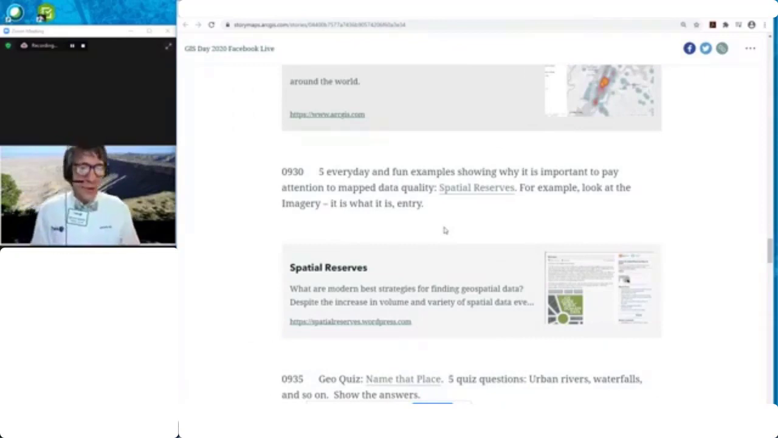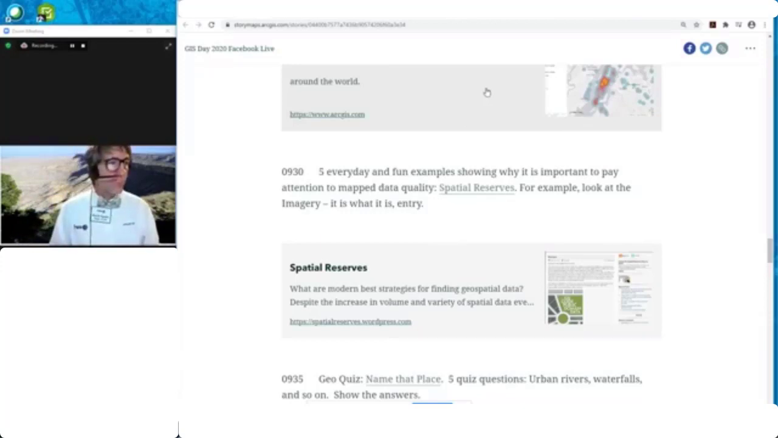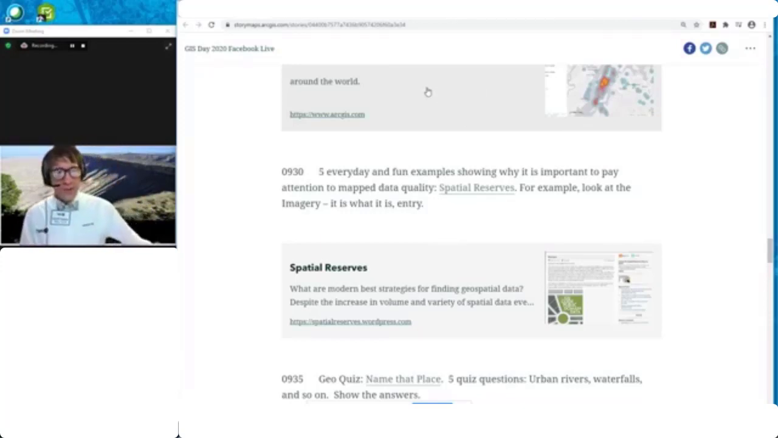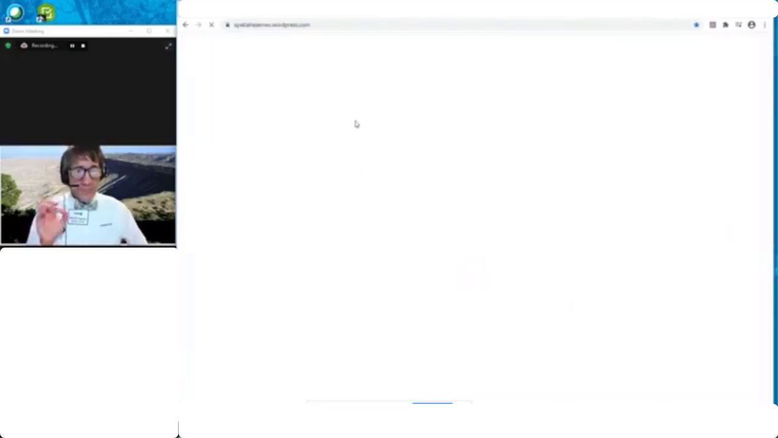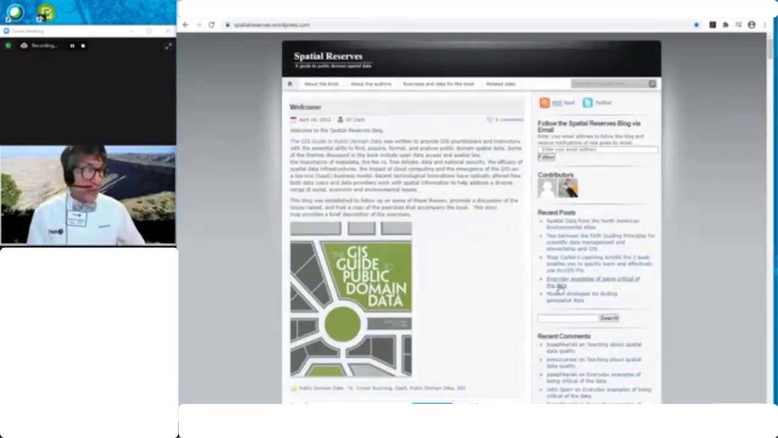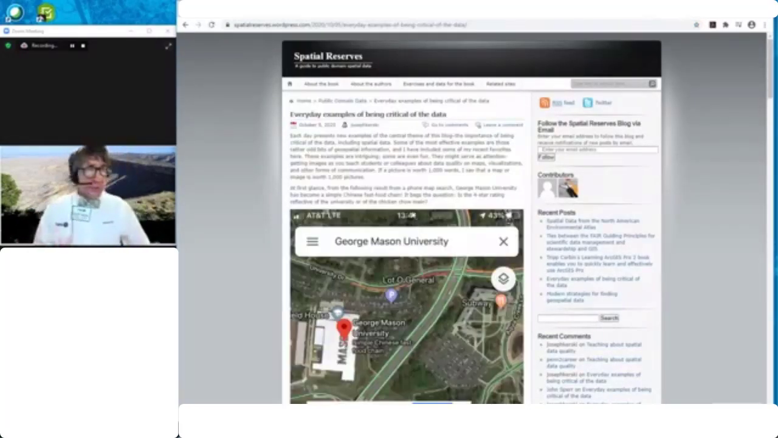Everyday and fun examples showing why it's important to pay attention to map data quality. I have a blog that my colleague Jill Clark and I started some years ago after we wrote a book on this subject. I know data quality sounds really boring, Joseph, but hang in there with me. The idea here is that we're using everyday examples in this particular essay to introduce the idea that, hey, just because it's online, can you trust it? Just because it's a map, can you trust it? So getting students to think critically about data, and not just students, but the general public and everyone.